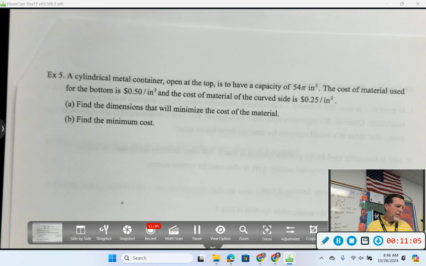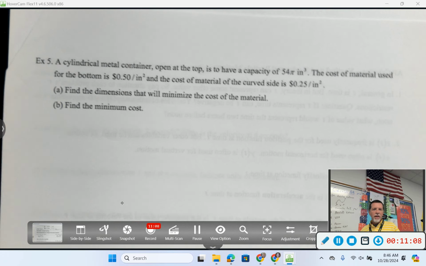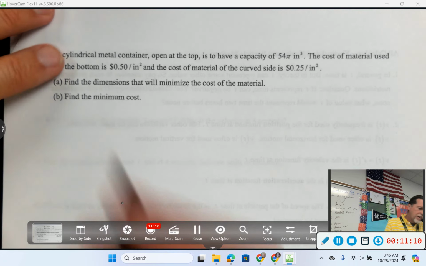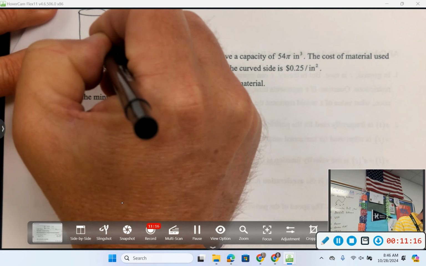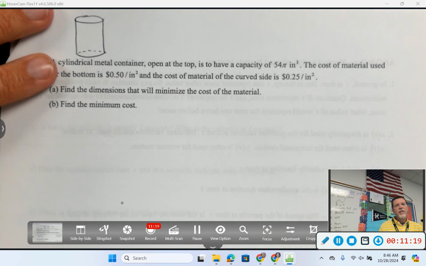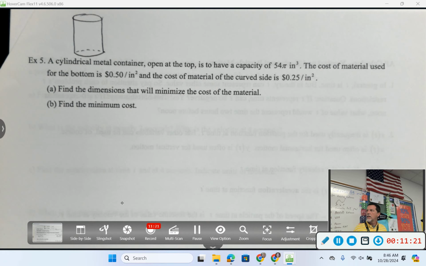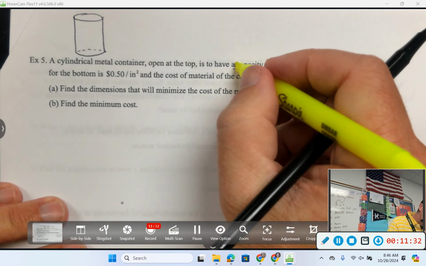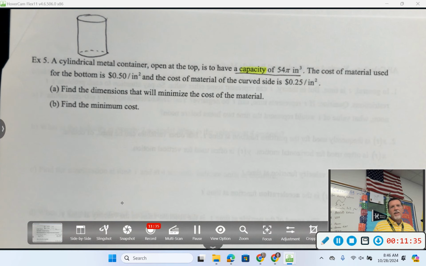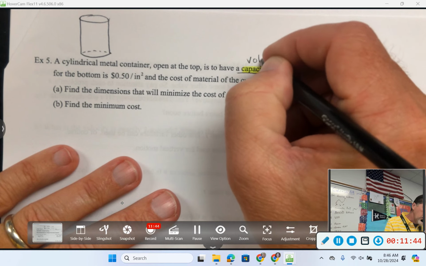Number 5. A cylindrical metal container, open at the top. More pictures, artwork. Cylindrical metal container, open at the top, is to have a capacity. Capacity? What's that a fancy word for? Doesn't mean maximum. It means volume. That's how much it can hold. So as to have a volume.